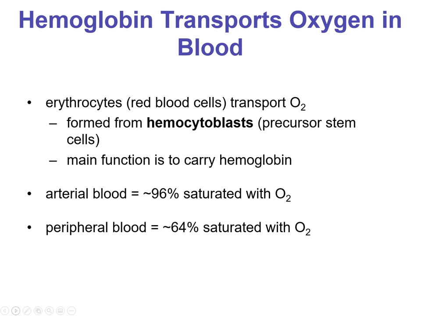Now we're going to move on to hemoglobin. Hemoglobin transports oxygen. They travel around in your red blood cells, the erythrocytes. And that is really their main function, is to carry around hemoglobin. Your arterial blood is approximately 96% saturated with oxygen. Peripheral blood, so everything outside of that, about 64% saturated.